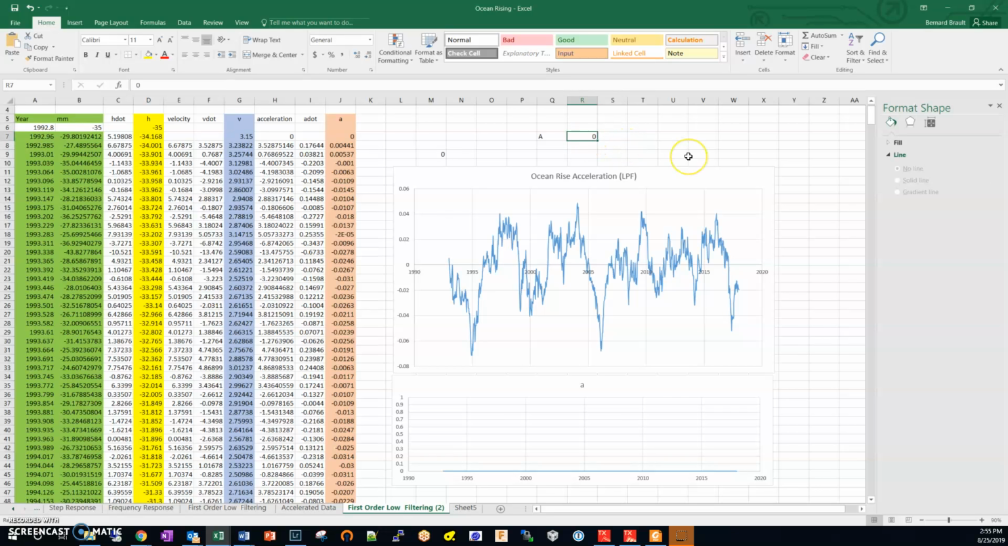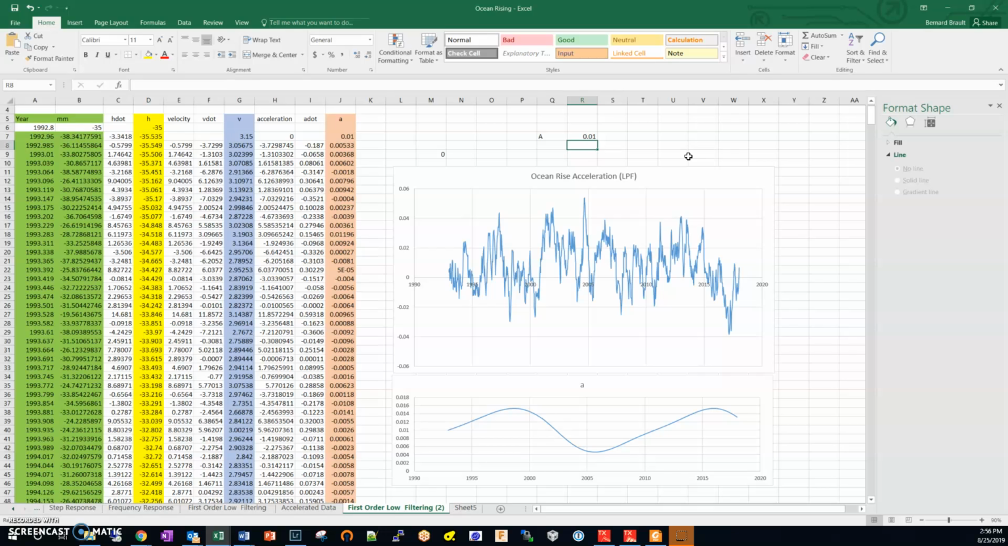Now if I give it a very small amount of sea rise acceleration, talking about 0.01 millimeter per square year, that's 10 micrometers per year. Wow, that's not much, is it? So 0.01. Let's see if I can detect that. Look at that. It looks like it's now hovering around 0.01. It can be done.